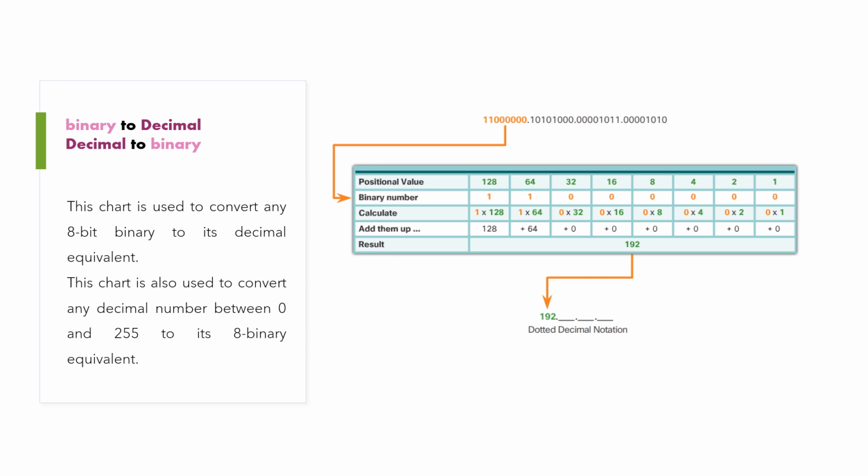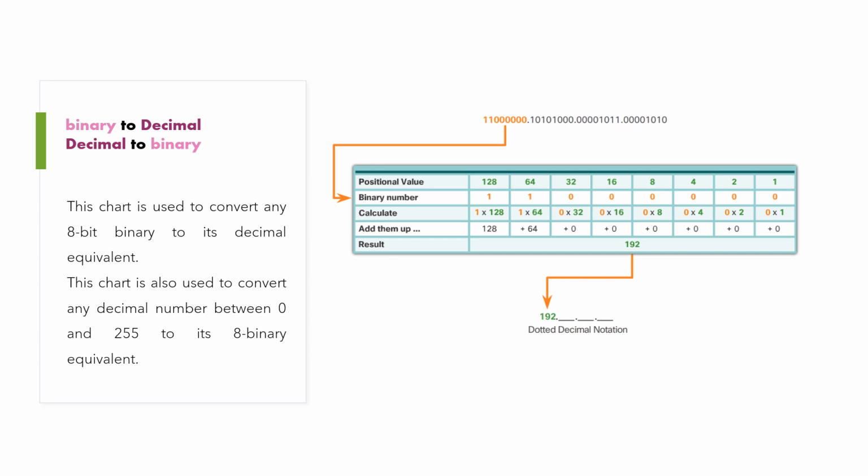Now that we learned how to create that chart, we are going to use it to convert an 8-bit binary number to its decimal equivalent. We are going to write the binary number in the second row and multiply each bit by its position value. We write 11000000 in the second row.